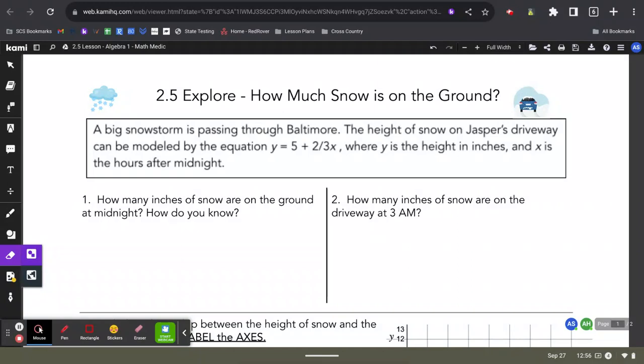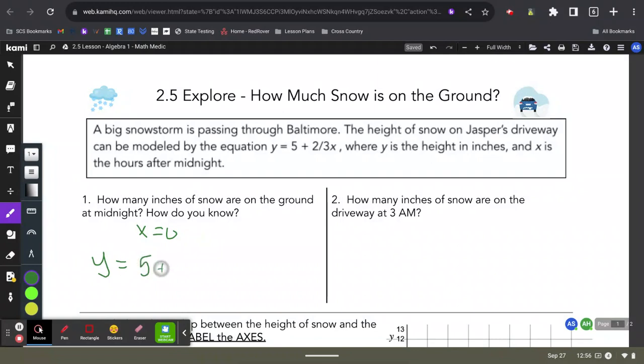How do you know? For this example, x is going to be 0 because we are at 0 hours after midnight. And our equation is y equals 5 plus 2/3 x. We are going to plug in y equals 5 plus 2/3 times 0, and we get 5. So our point that we get from this is 0, 5. And that's important to remember that our answers are actually coordinates, and we want to label this inches.